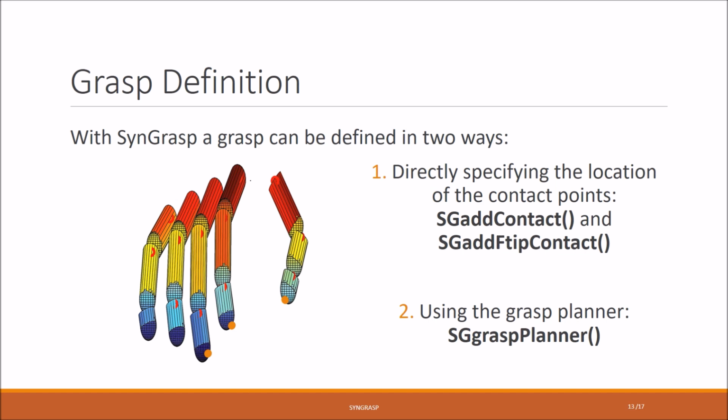Then, once we have defined a hand and an object, it is possible also to define a grasp. A grasp can be defined in two main ways. First of all, it can be directly specified, so we can directly specify the contacts with the functions SG at contact and SG at fingertip contact. Or we can give the hand and the object to the grasp planner and let it compute the best grasp according to a certain quality measure that we can choose.